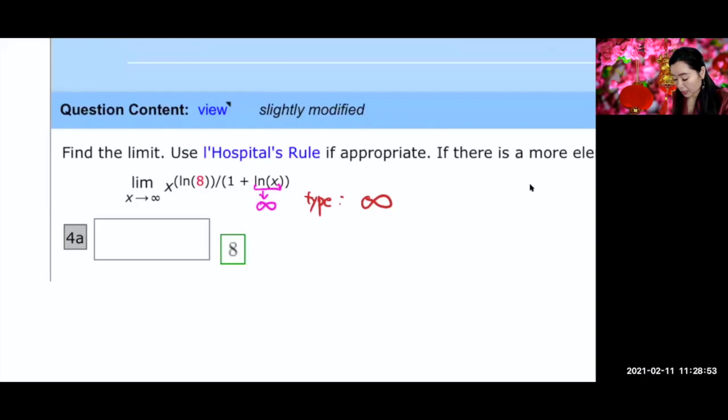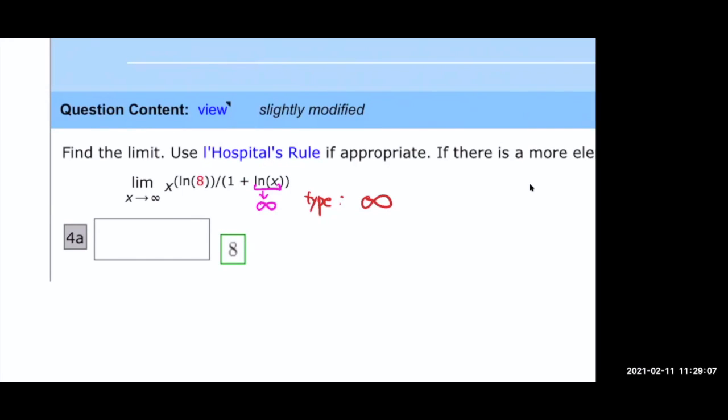Now, this positive constant divided by a quantity that goes to positive infinity will go to what? What do you think it's going to go to? 0. It goes to 0. So this part over here, it goes to 0.